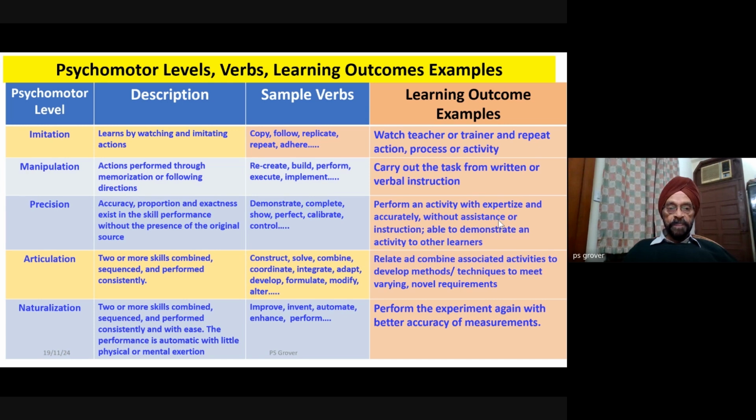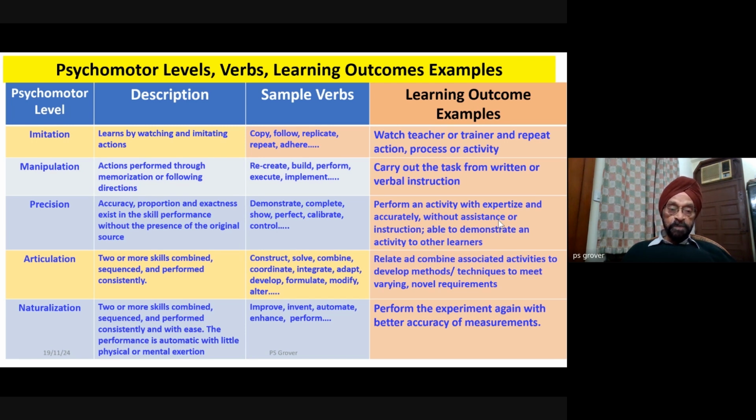to describe these things. Now, imitation means the learner learns by watching and imitating actions. कई लोग बड़ी जल्दी से कॉपी कर सकते हैं. मैनिपुलेशन, एक्शन परफॉर्म थ्रू मेमोराइजिंग और फॉलोइंग डायरेक्शंस. किसी ने आपको समझाया, आपने मशीन यूज करने के लिए उसको डिप्लॉय किया. Then accuracy, proportion, exactness exist in skill performance without the performance of the original source.